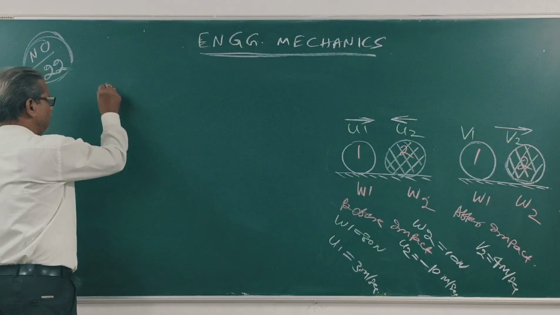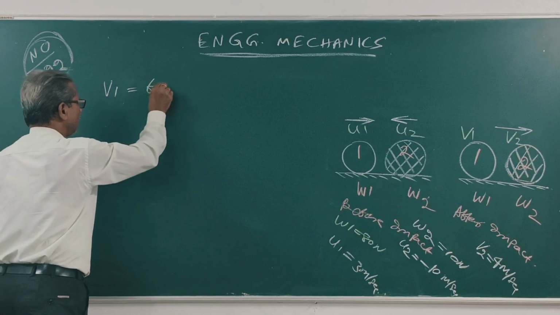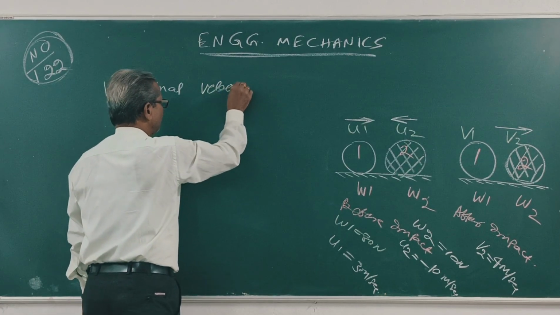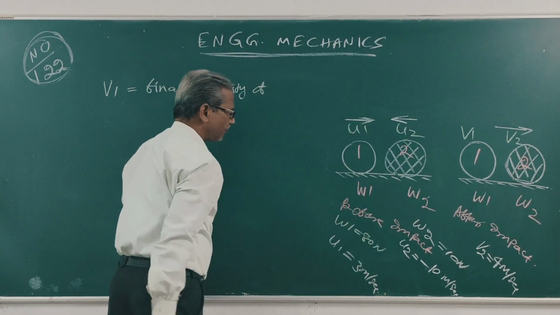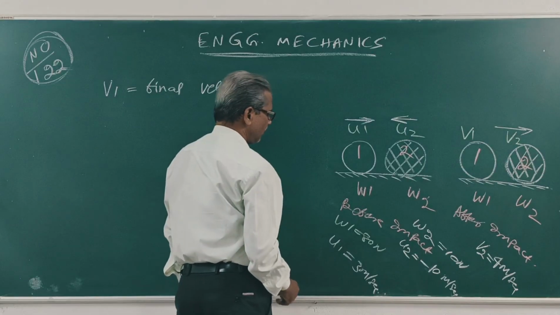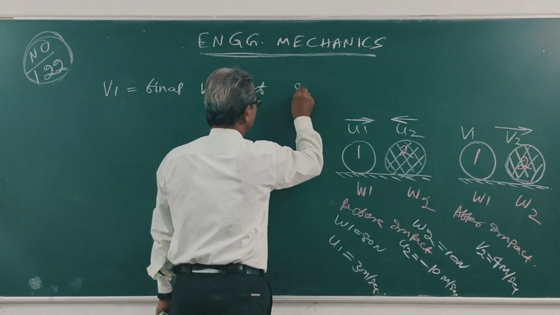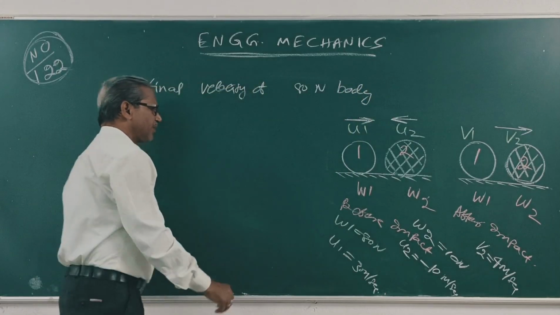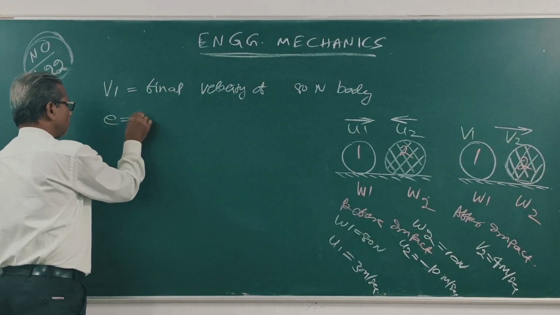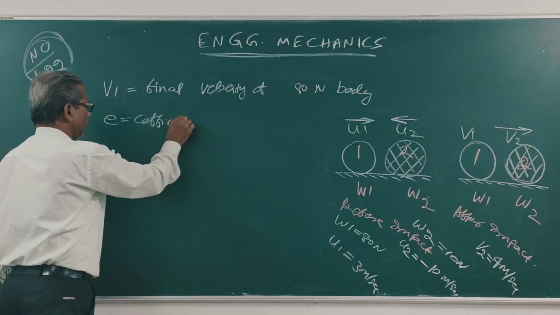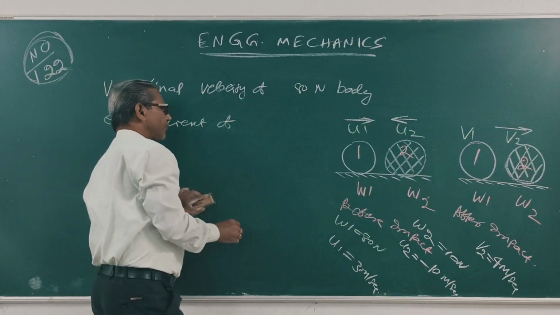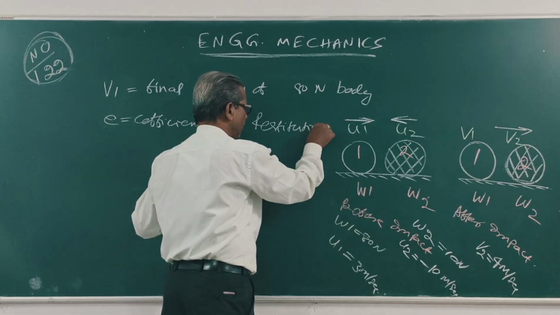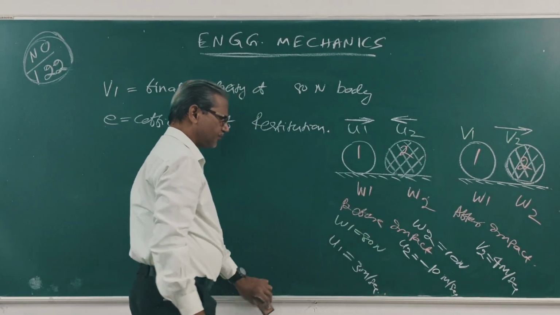Let V1 be the final velocity of the 8 Newton body. Then E is the coefficient of restitution. Right?